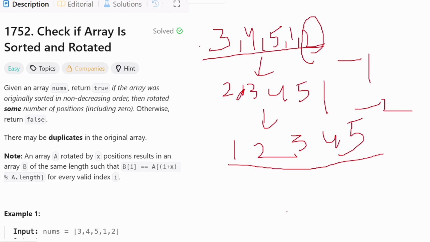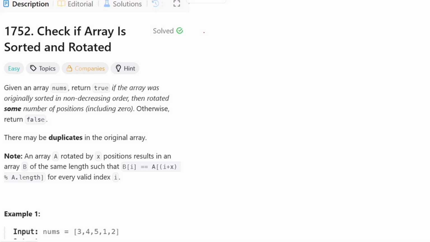Now let's take an opposite case where rotation fails. Let's take another example: 3, 4, 5, 2, 6. Firstly, is this a sorted array? No, it is not sorted. Let's try to rotate it by one number. If you rotate this by one number, it will become 6, 3, 4, 5, 2.